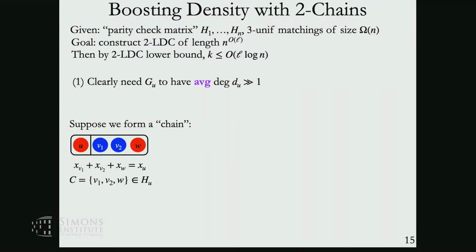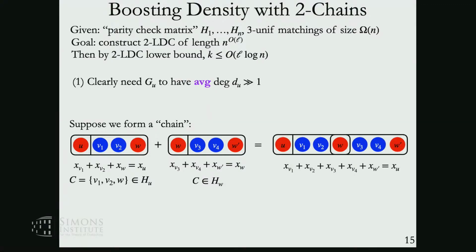And now that I've assigned w to be special, there's a fairly natural thing to do. I can just take another equation from the hypergraph HW, which is some equation xv3 plus xv4 plus xw prime is equal to xw. And now that I've written these two equations together, it's obvious what I'm going to do next. I'm just going to add them together. And I get some new equation, derived from these two initial constraints that we had. And it's of the form xv1 plus xv2 plus xv3 plus xv4 plus xw prime is equal to xu.